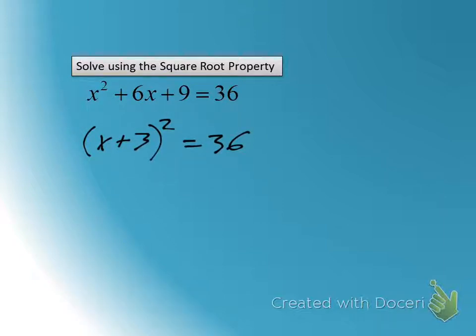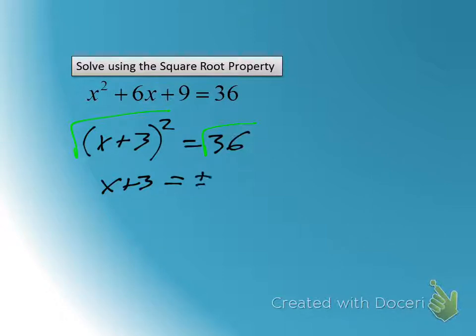You're still solving for x, so we still need to get this x all by itself. We need to cancel out that square power. How would we do that, Stone? Square the left and square the right? Nope. Cube? No. Root. Square root both sides. So x plus 3 equals 6? Not quite. Plus or minus 6.